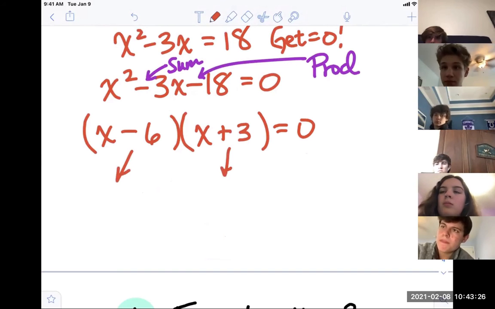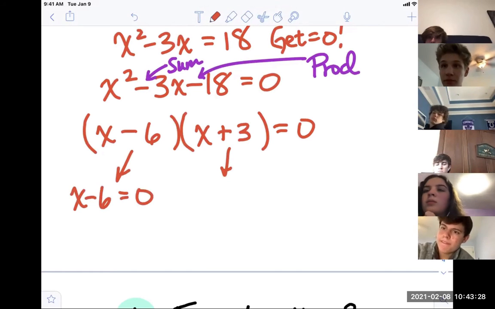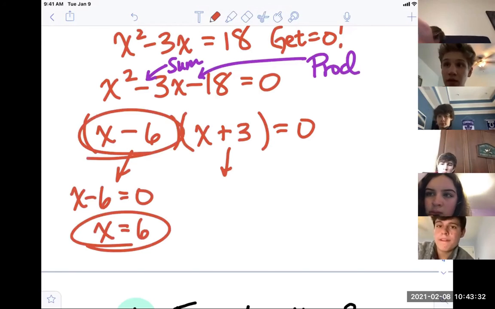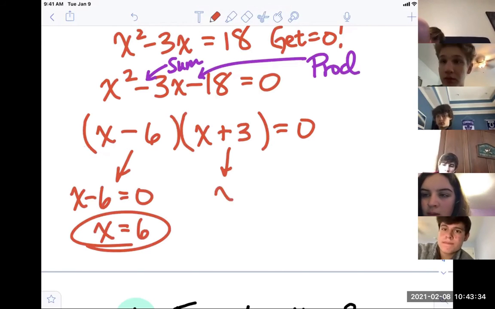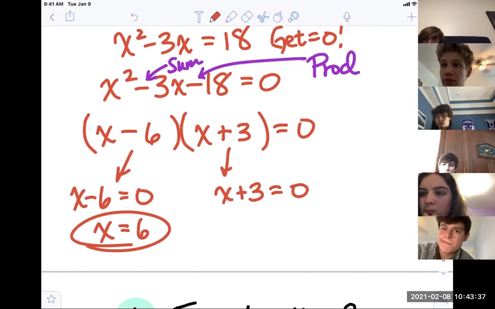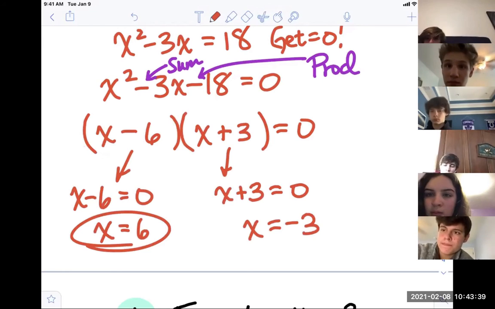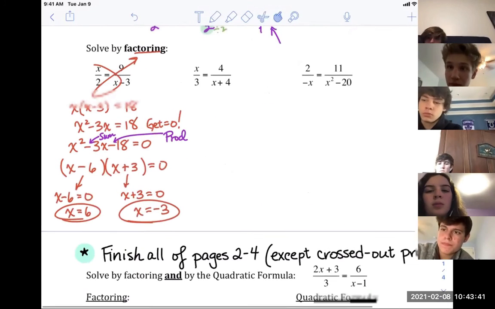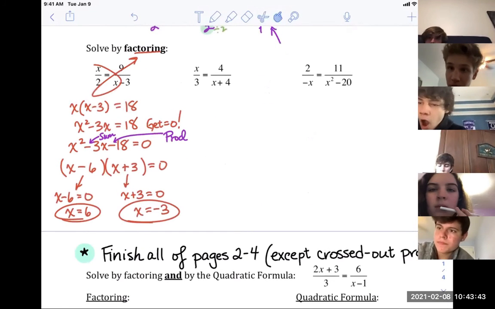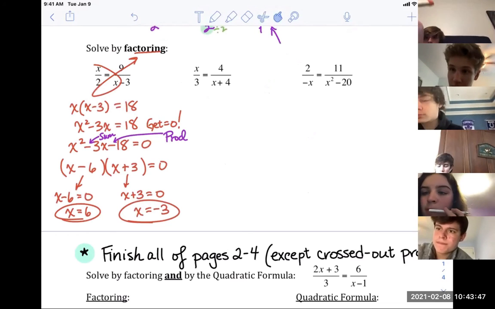All right, and then remember you say x minus 6 equals 0. So the number that zeroes out this factor would be 6. And then x plus 3 equals 0 means x equals negative 3. And those are your two solutions. If you use the quadratic formula, it would give you the same answers. But again, typically factoring is a little simpler. So if it's factorable, typically we'll do that.